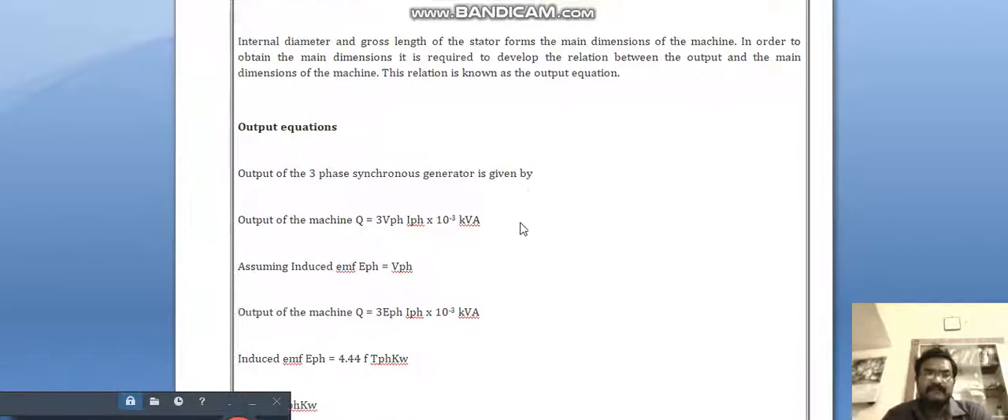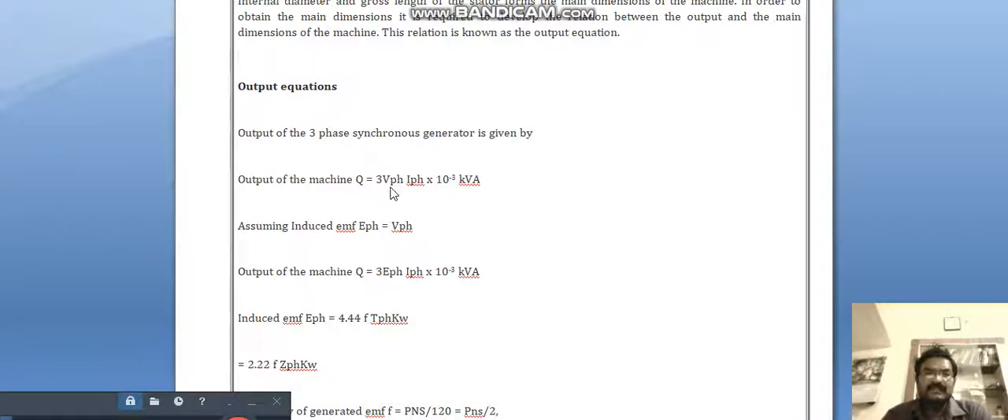The output of a three-phase synchronous generator is given by Q = 3 V phase I phase × 10^-3 kVA, assuming the induced EMF E phase is equal to V phase. V phase is the supply voltage and E phase is the induced EMF in the stator. Both values are assumed equal because the small drop in E phase is negligible. So we consider E phase equal to V phase. The output of the machine is 3 E phase I phase × 10^-3 kVA.